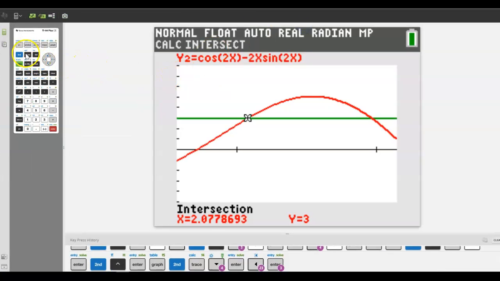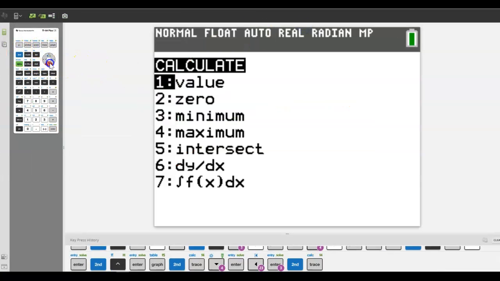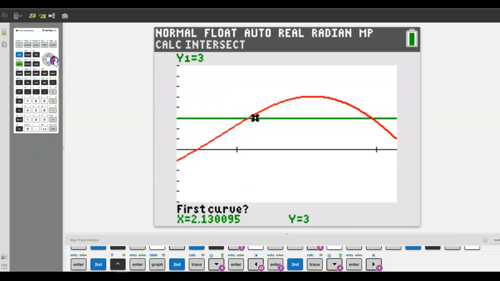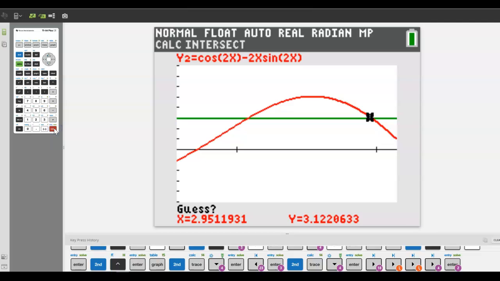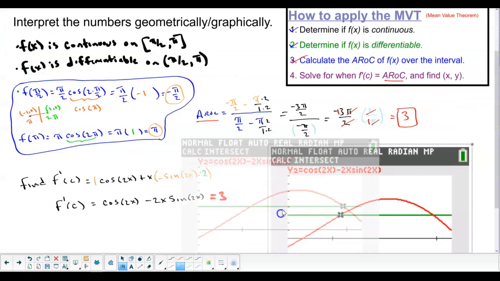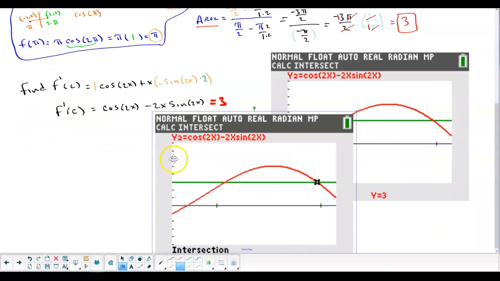So we're going to do the same thing. Go to intersect. And get to as close as we can. Take a guess. Hit enter, enter, enter. And there's the second value.